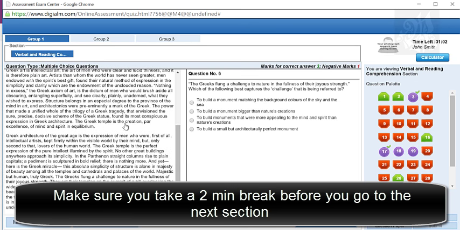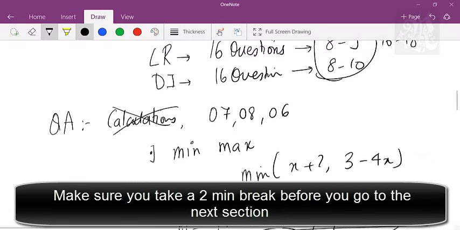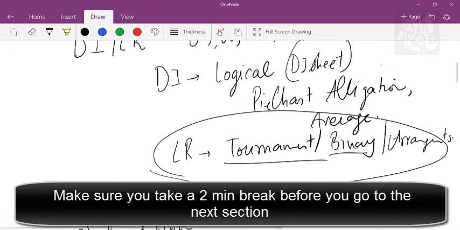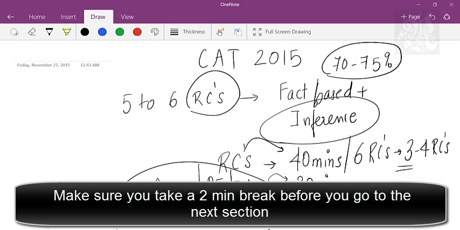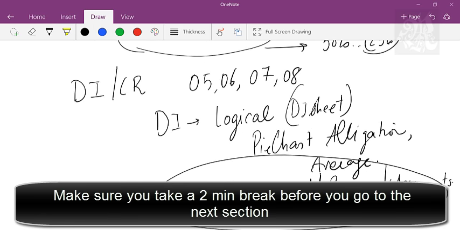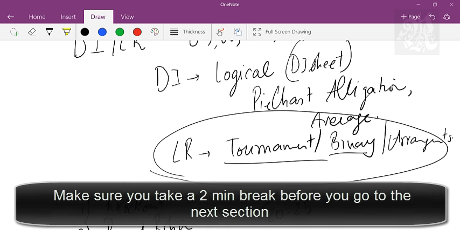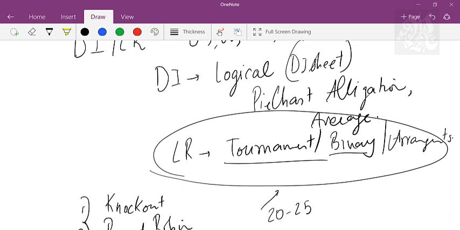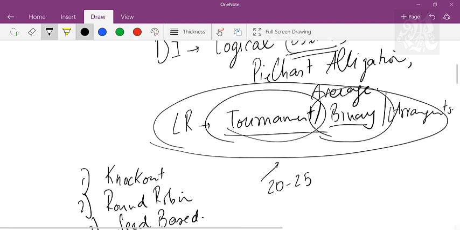When it comes to verbal, again I'll just give you a quick summary. When it comes to verbal, focus on RCs, take some decent time, around 10 minutes for an RC, because anyway at the end you're going to solve around 3 to 4 RCs, so take 10 minutes per RC, it's fine, not a problem. Okay, and when it comes to the other areas like DI, start with logical reasoning, because logical reasoning is going to be a little easier. DI is also easy, but logical reasoning will not take much time, since you might have seen some tournament or some binary logic before already. Okay, you can refer to our notes. For DI, please refer to our sheet in the next 2 days. It'll help you a lot.